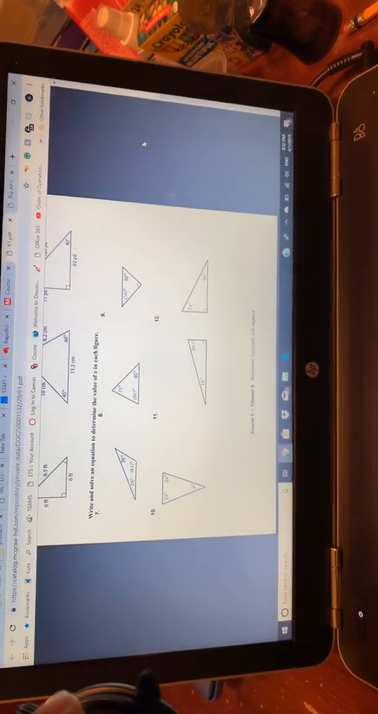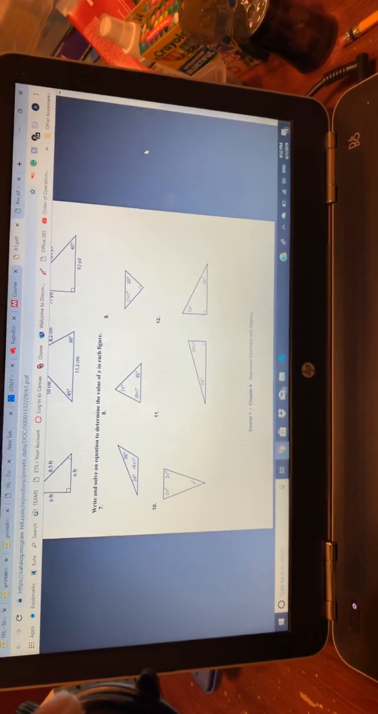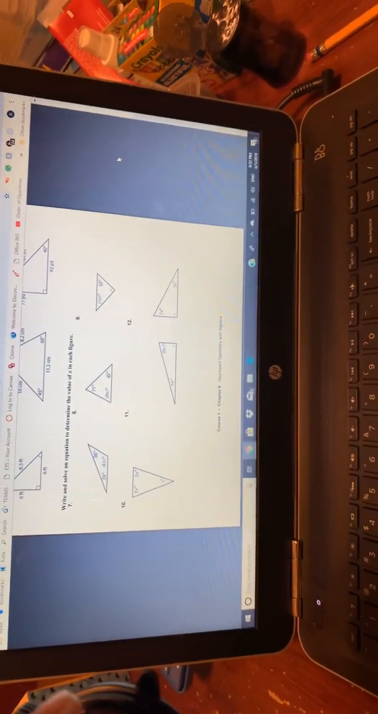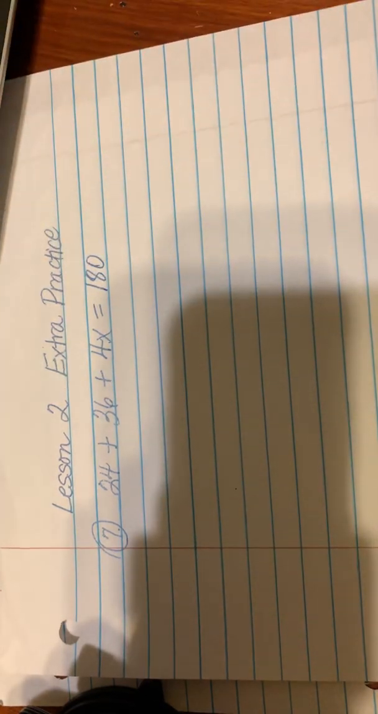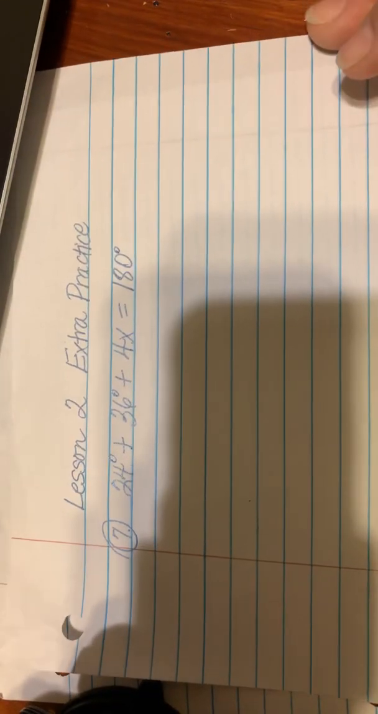So the first one I want to go back over is number 7. And number 7, you have to write an equation and set it to equal 180 degrees. And so we're going to go to my paper. And so we would have 24 plus 36 plus 4x equals 180 degrees. Okay, so that was 36 degrees, 24 degrees equals 180 degrees.